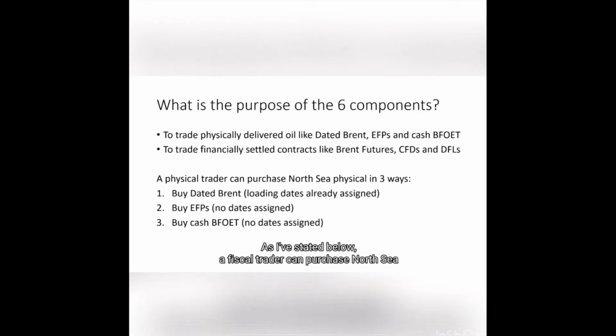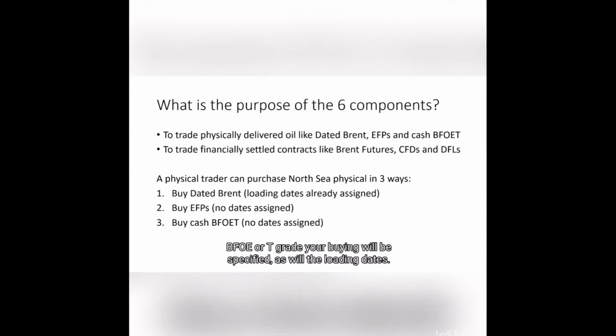As I've stated below, a physical trader can purchase North Sea specific crude oil by either buying dated Brent. In this situation, say we're in June, I can actually go into the market and purchase June cargoes, but these particular cargoes will already have their loading dates assigned. The reason for this is because they're deemed to be too prompt, or they are spot cargoes.